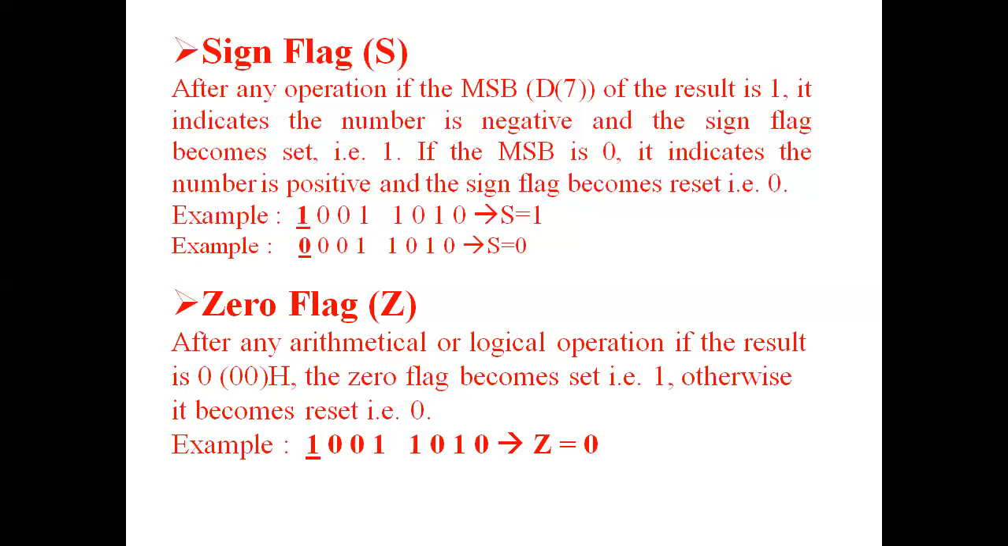In the first example, after performing arithmetic and logical operation, the result is 1001 1010. So I'm getting the result: 1001 means the hexadecimal is 9, and 1010 means the hexadecimal is A. So I'm getting the result 9A, I'm not getting 00. So zero flag is equal to 0. In the next example, I'm getting 0 in all the bits. So zero flag is equal to 1. So 1 means the result is 0 in all the bits.